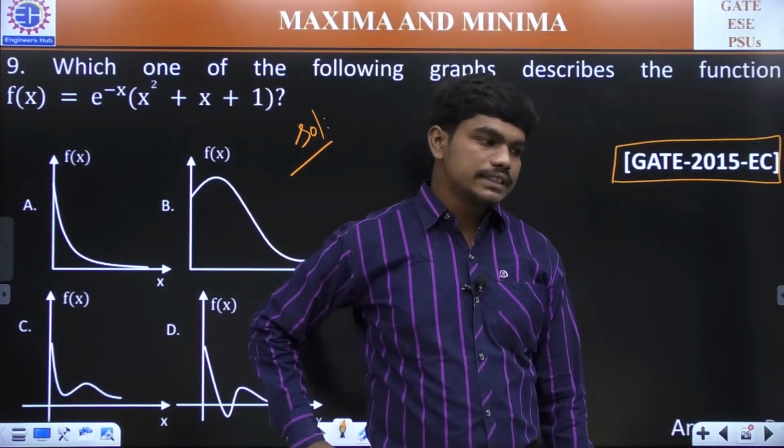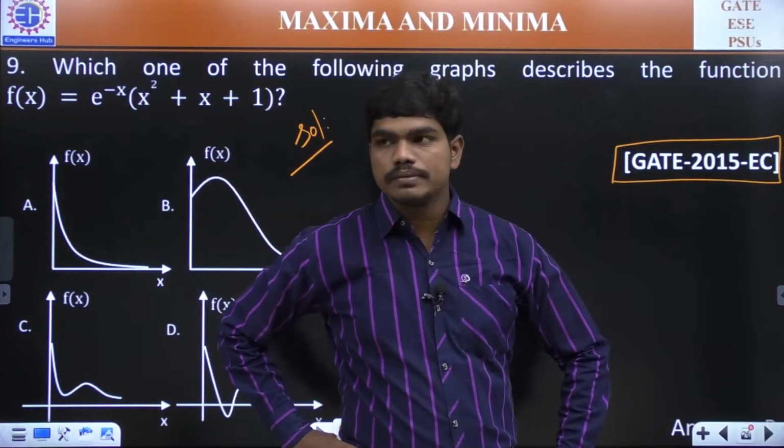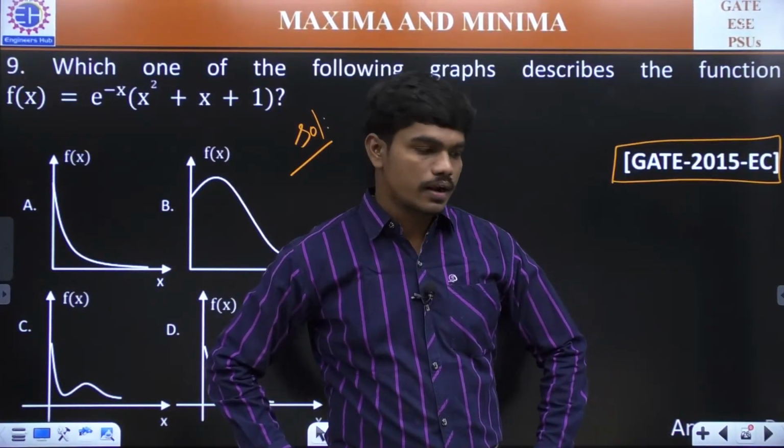Which one of the following graphs describes the function f of x is equal to e power minus x into x square plus x plus 1?